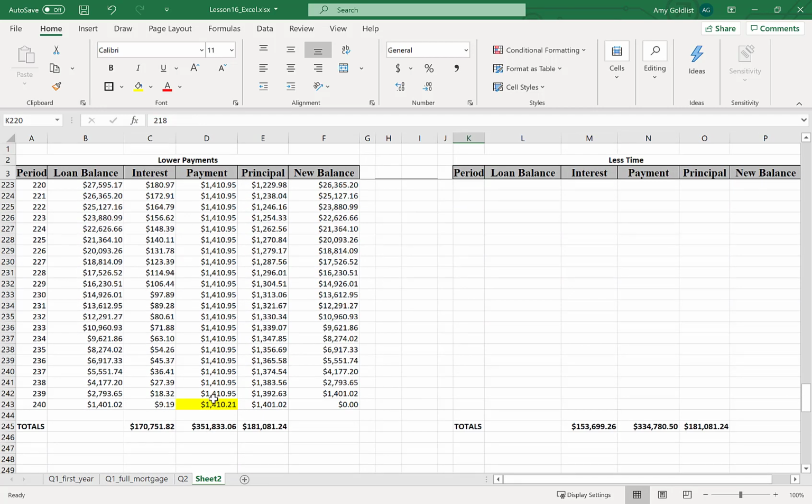Going down over here, we pay for 2 more years, and this one is only about 70 cents less than the other ones. And in the end, we've paid $170,751 in interest over here with lower payments, but we've only paid $153,000 over here. So our difference is almost $20,000 worth of interest. In that case, it does make more sense to keep a higher payment.